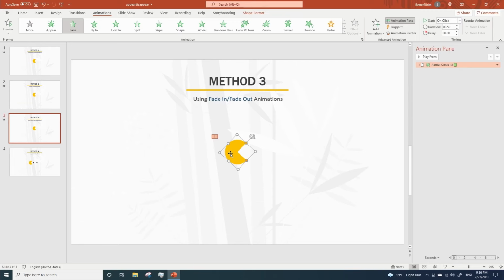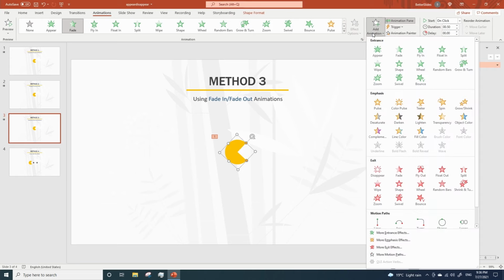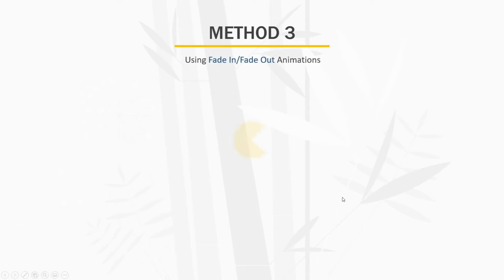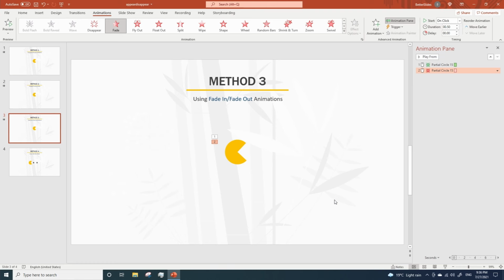So to do it, click on the object, go to Add Animation, exit Fade. Now if we open the presentation, click once, the object fades in. Click one more time and it fades out. Now the fade animations can be used in combination with the appear disappear animations for a more elegant effect. Let me give you an example.